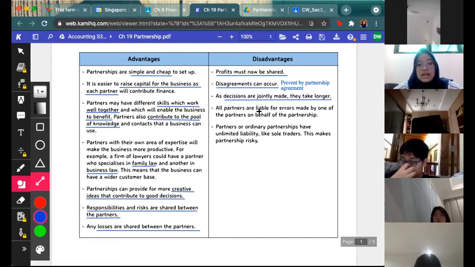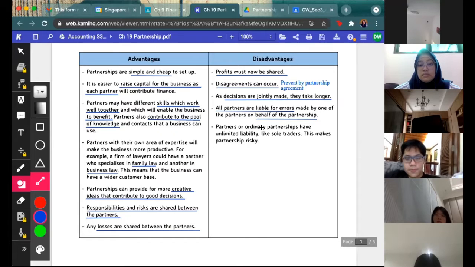All partners are liable for errors made by one of the partners. So all partners will be responsible for any errors made by the other partners. One for all. So if there is a mistake, if there is an error, then all three of the partners must share the risk and responsibility together.